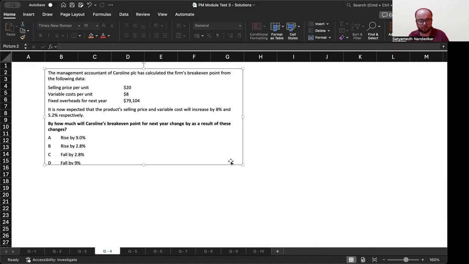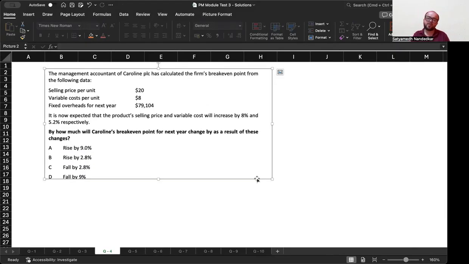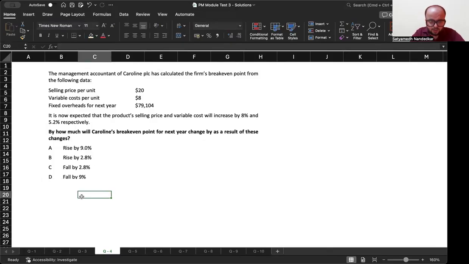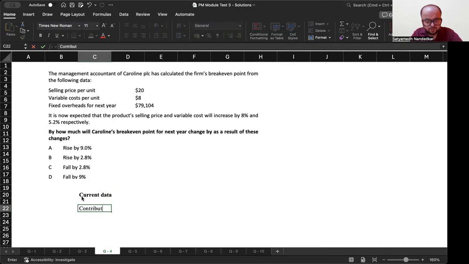Now, question number 4. The management accountant of Caroline PLC. No, read the requirement first. By how much will Caroline's break-even point for the next year change as a result of these changes? The management accountant of Caroline PLC has calculated the firm's break-even point from the following data. Okay, so in my current data, I know that contribution is sales minus variable cost. So contribution per unit is selling price 20 minus variable cost 8, that is 12.